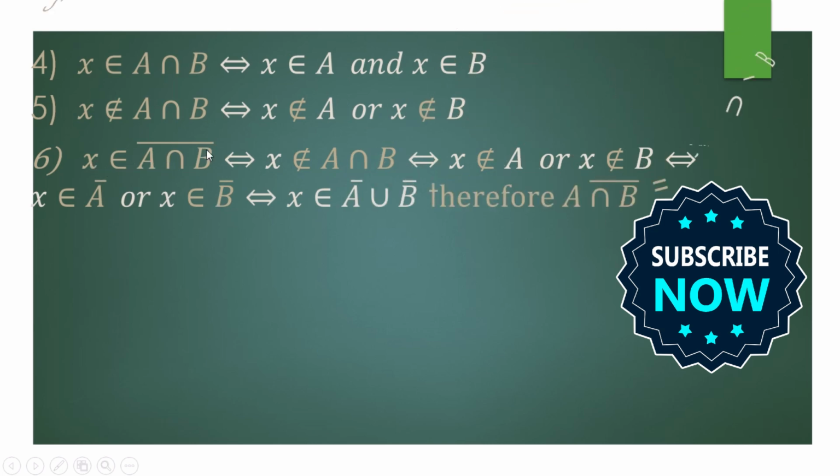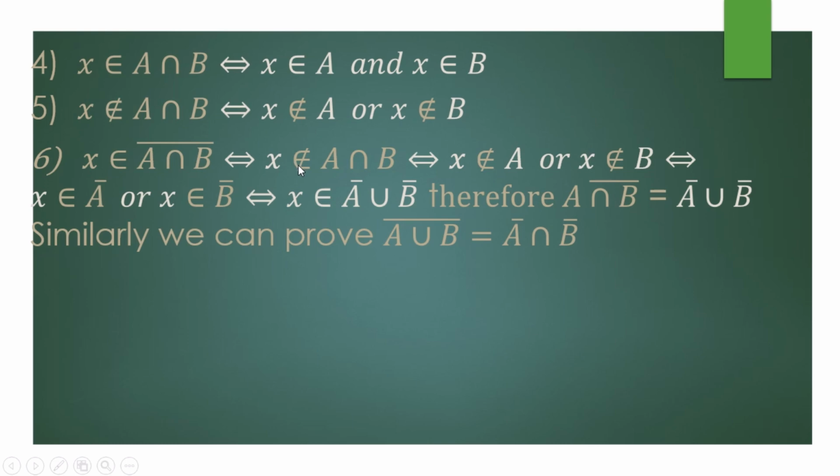X belongs to (A inter B) bar. It means x does not belong to A inter B. X does not belong to A inter B means what? X does not belong to A or x does not belong to B. Equivalent, x belongs to A bar or x belongs to B bar. That is equivalent to say x belongs to A bar union B bar. What do we conclude? We conclude that (A inter B) bar equals A bar union B bar. Similarly, we can prove that (A union B) bar equals A bar inter B bar.